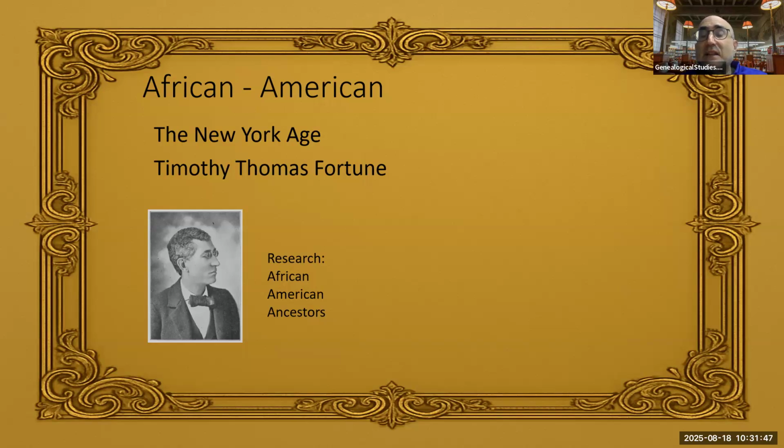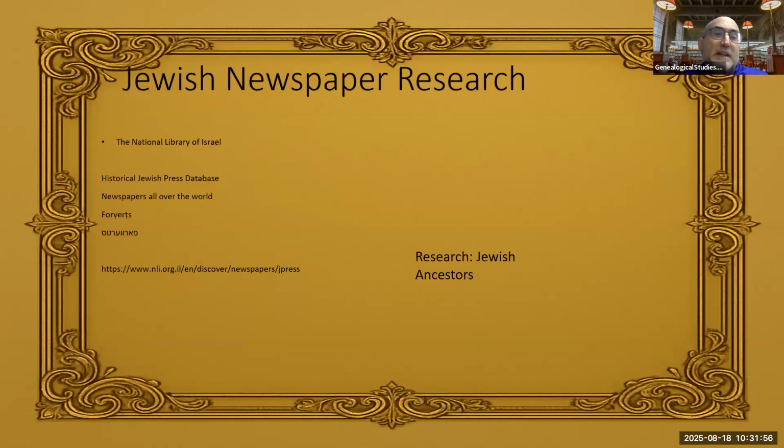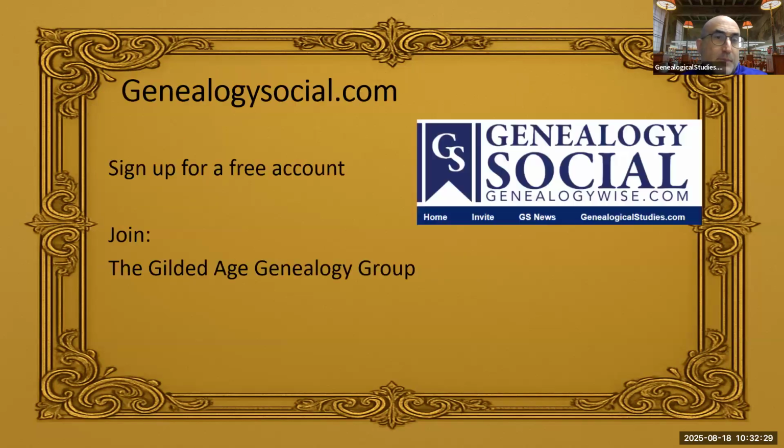Perhaps you'll find the ad for your great-grandfather's stable or haberdashery business. Now, if you're looking for Jewish ancestors, the National Library of Israel has the Historical Jewish Press Database. You can see it here at this website. It's searchable by name, and they have newspapers from all over the world in many languages. And for example, one newspaper they have is the Forverts, which is the Yiddish word for the Forward. It's still known as the Jewish Daily Forward. So if you're searching Manhattan in these times, this is a wonderful database to search and one of the many newspapers to search for your ancestors.